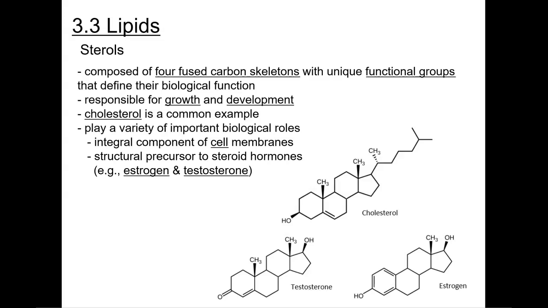Sterols are going to be composed of 4 fused carbon skeletons with unique functional groups that are going to define their biological function. They're responsible for things like growth and development. Cholesterol is going to be a common example. They also play a variety of important biological roles, so integral components of cell membranes and structural precursors to steroid hormones, things that our bodies need, such as estrogen and testosterone.